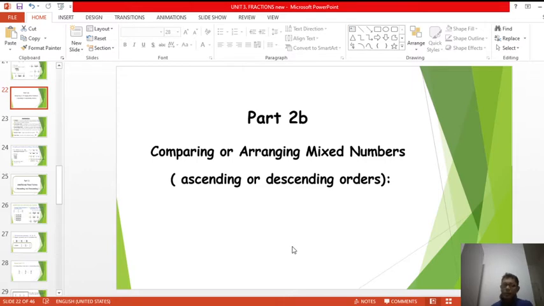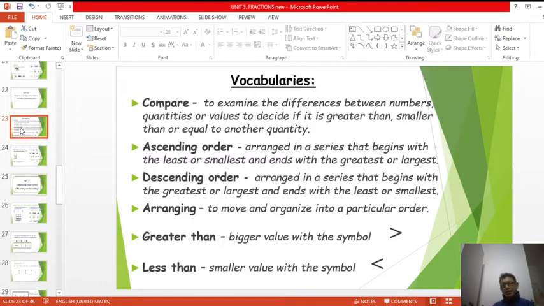In the previous video, we were learning about comparing normal fractions. But this time we have these mixed numbers. After that, we'll also be learning ascending or descending orders. That will be in part 3 of this video. So before we start with the main topic, let's learn some vocabulary.